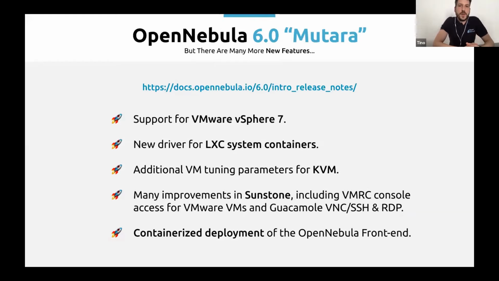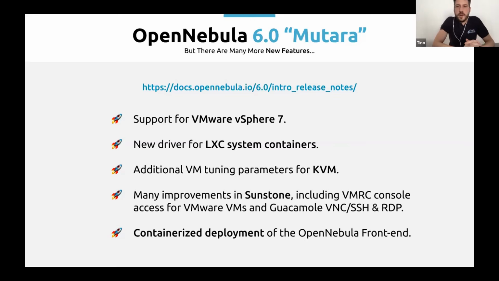Okay, and then we've been busy also with some other stuff. Providing support for the latest version of vSphere, so vSphere 7. This also motivated the addition of the VMware Remote Console, which is the native way of VMware to provide console access to VMs. This was accelerated because in vSphere 7, you don't have VNC support anymore to access your VM. So now you can use VMRC integrated in Sandstone for that.